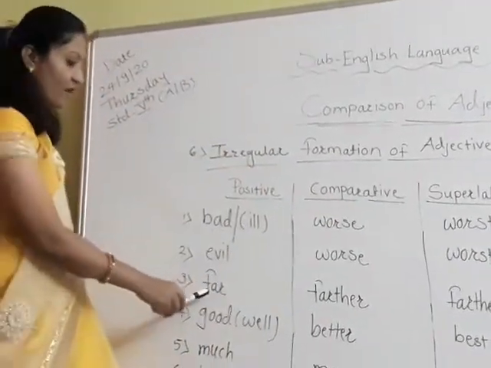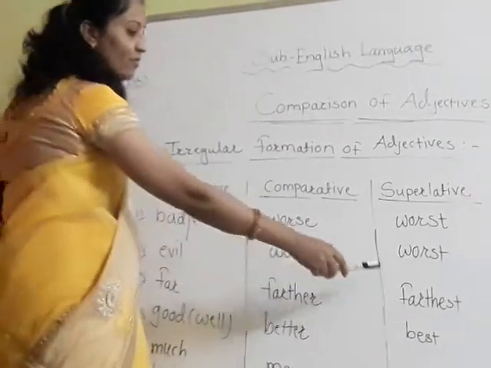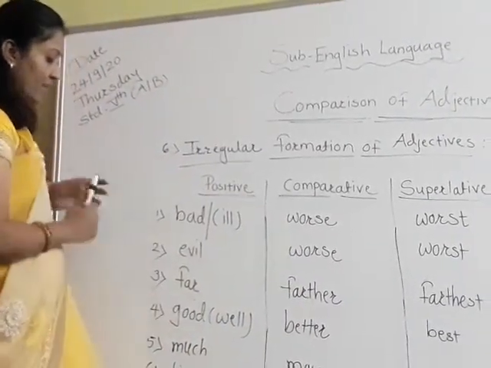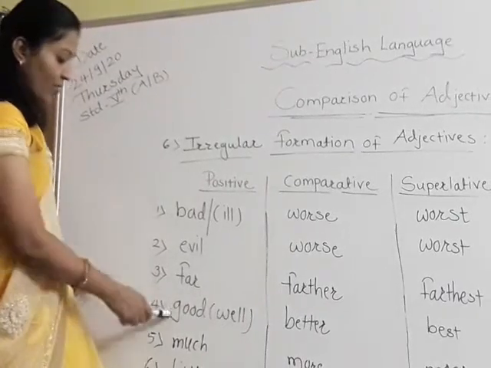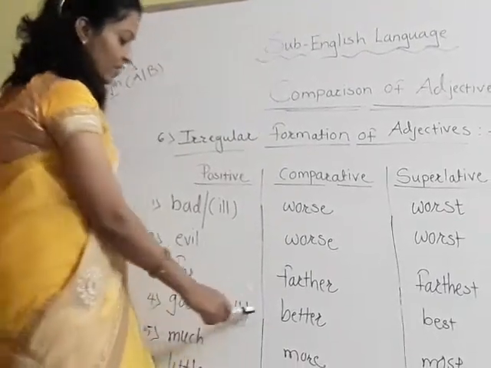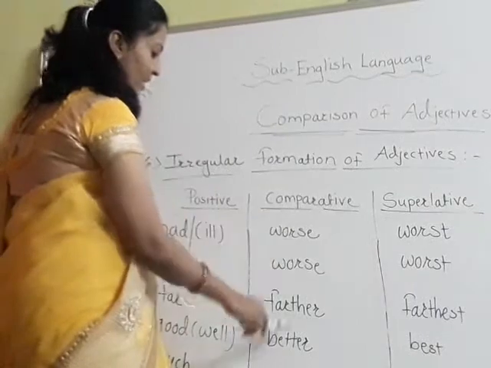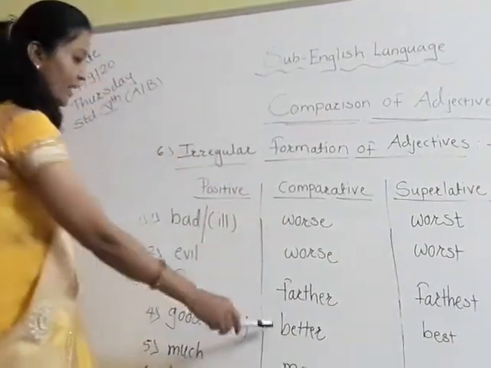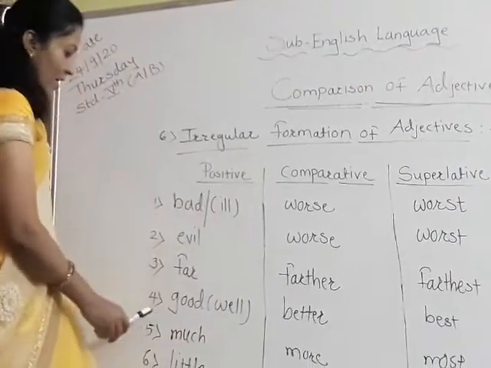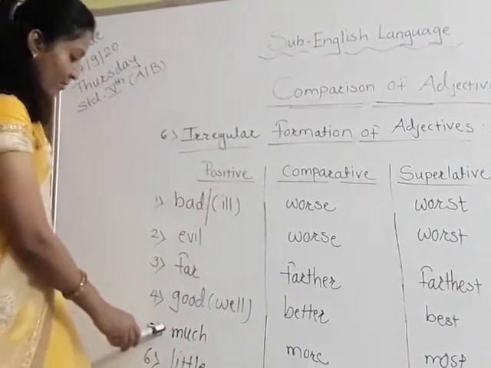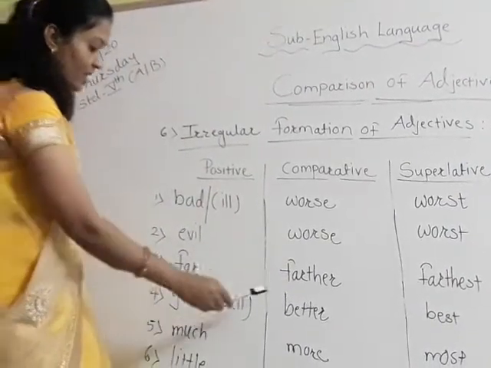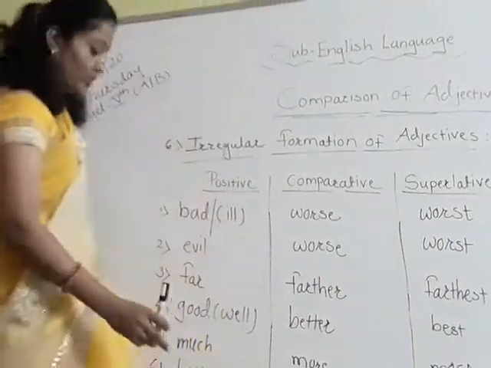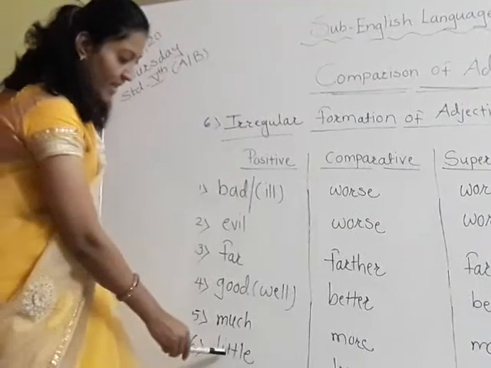Third one is far, farther, farthest. Then good, or we can say well, good or well. It becomes better in comparative degree and best in superlative degree. Good, better, best. Then much, much in positive degree it becomes more, and in superlative degree we have to use most. Sixth one is little.